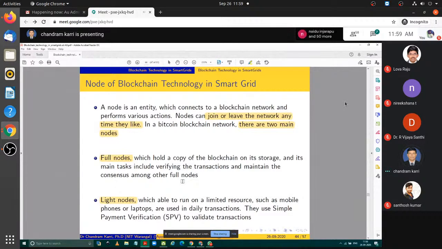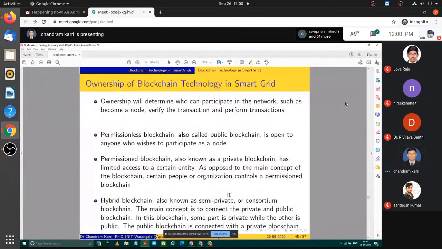Like if there are some major generating stations, renewable energy, private mode, each part will be given a particular place. The full node includes verifying the transaction and maintaining the consensus among other full nodes. Like all transactions happen and it maintains the consensus among the other connecting nodes. But light nodes have limited resources. Limited resources in the sense that they go for simple payment verification to validate transactions.